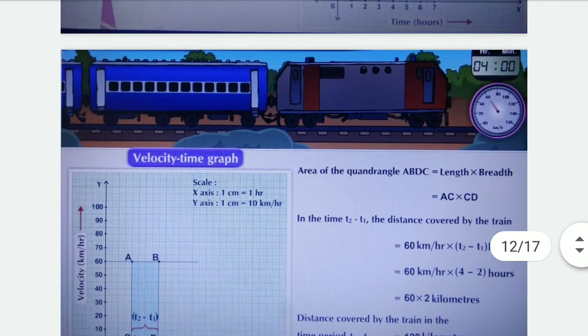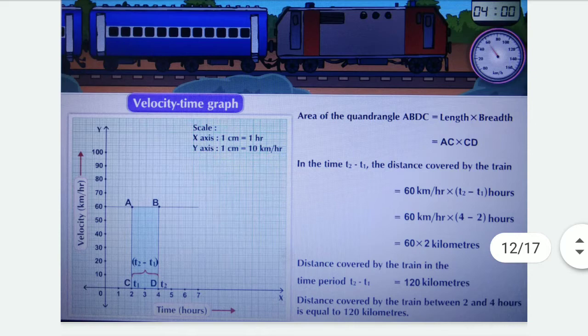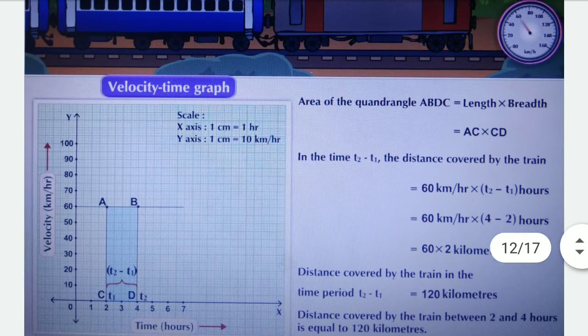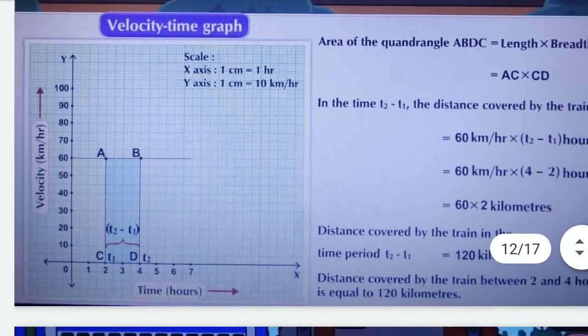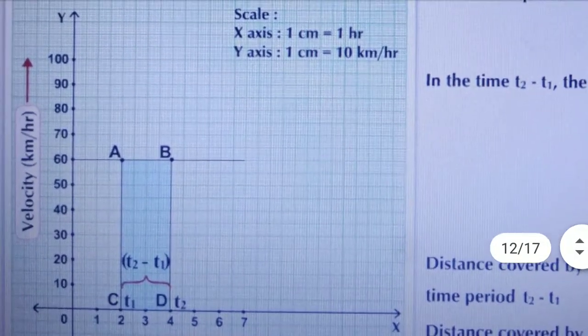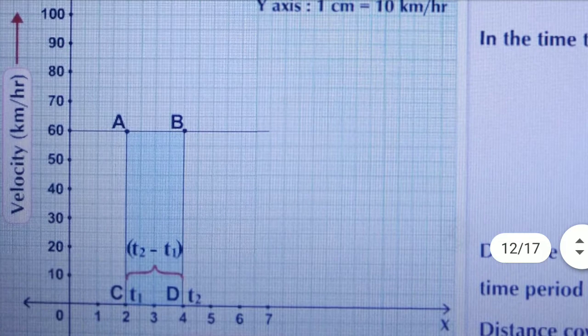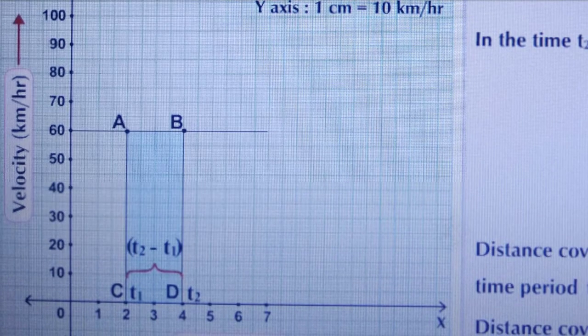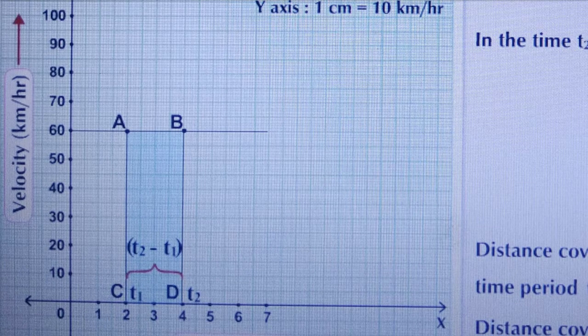Now we have to discuss the velocity time graph for this. With the help of the graph, how will you determine the distance covered by the train between 2 and 4 hours? Let us see the answer to that question. Here, what is shown in the graph is a rectangle ABDC.